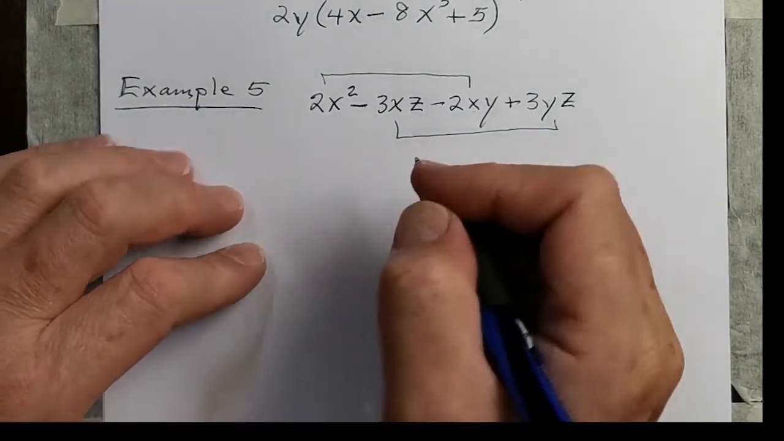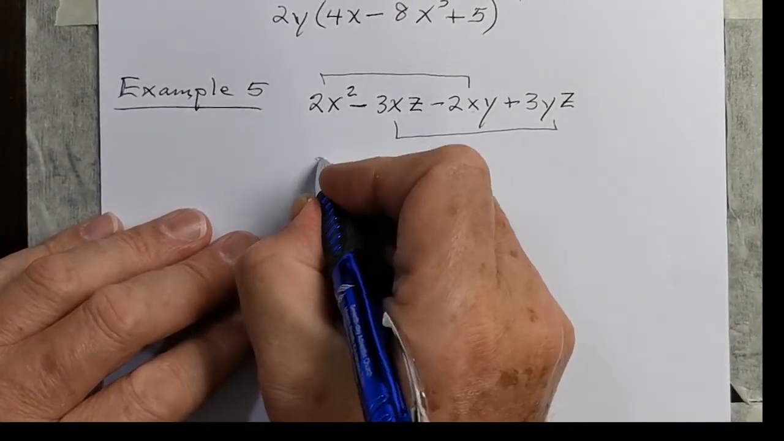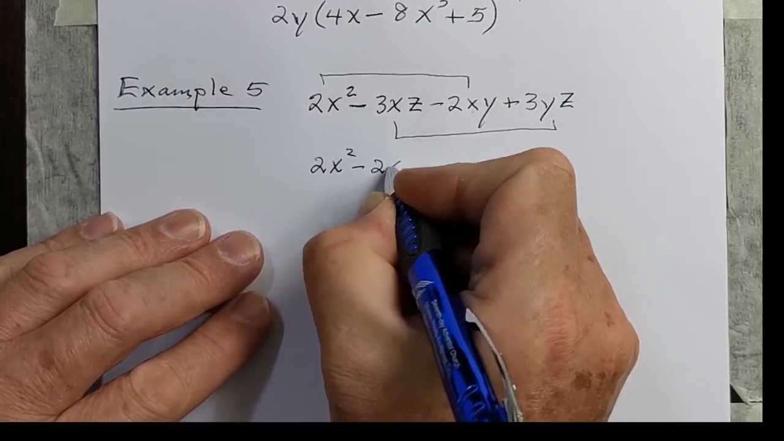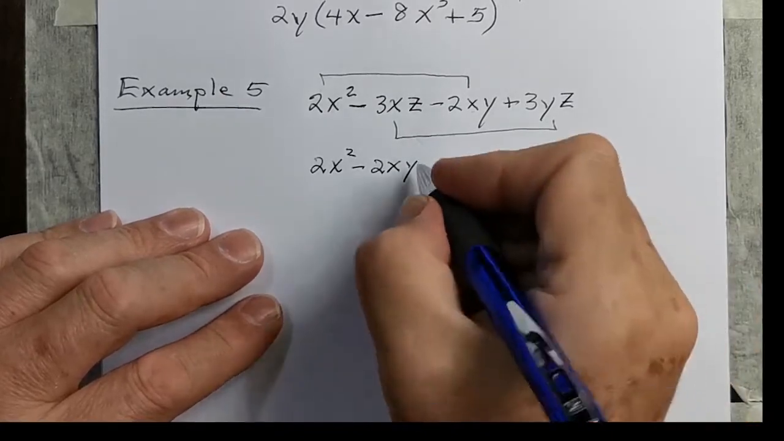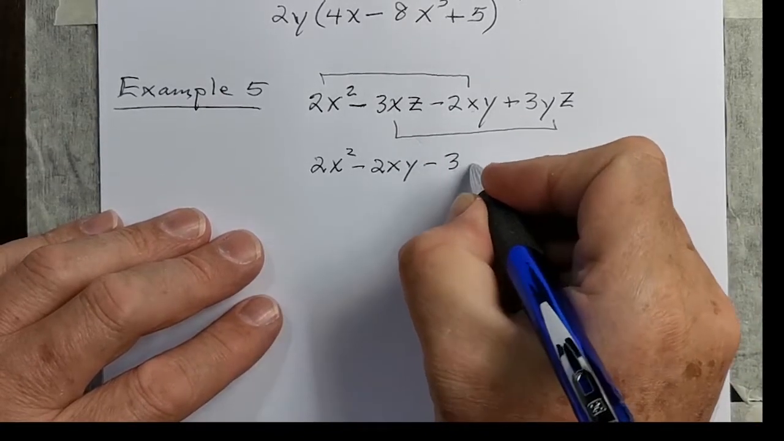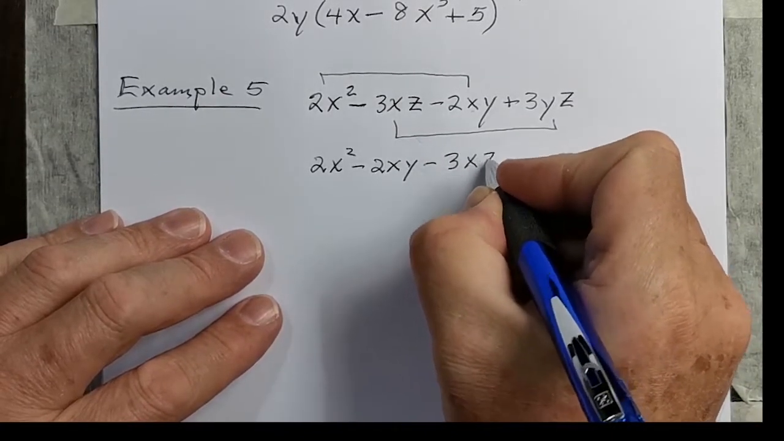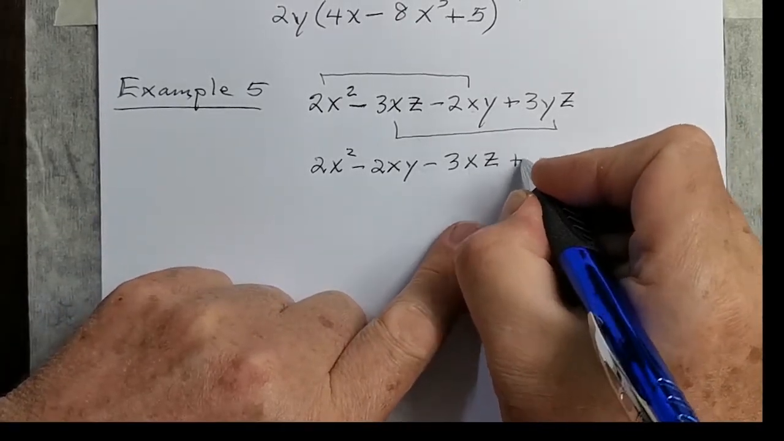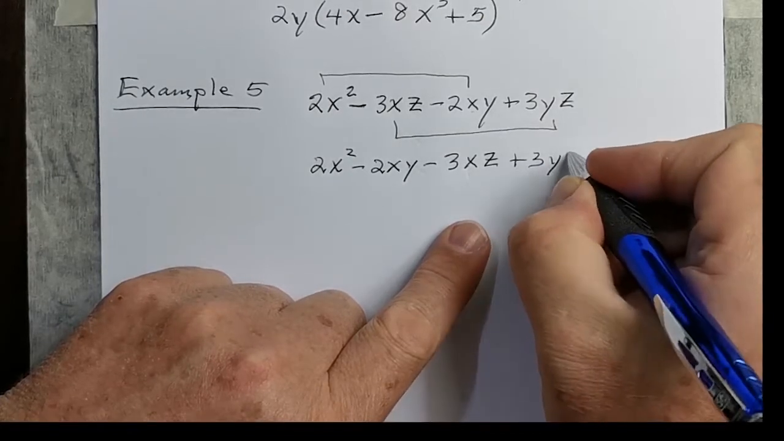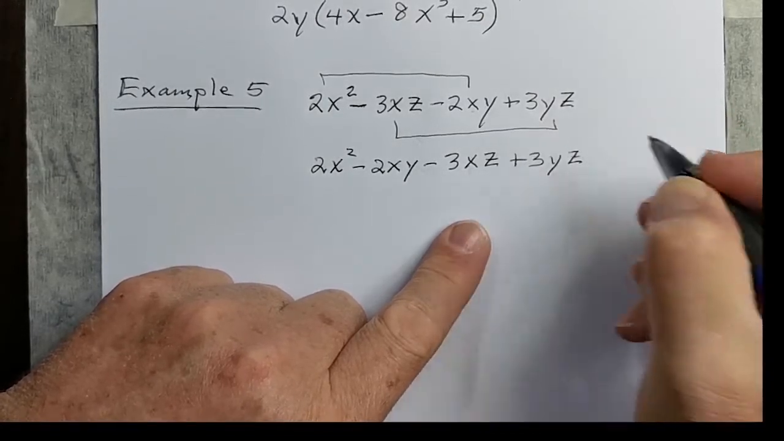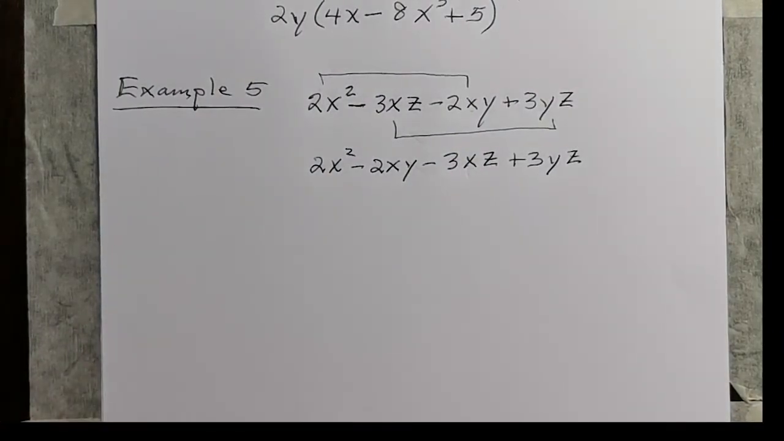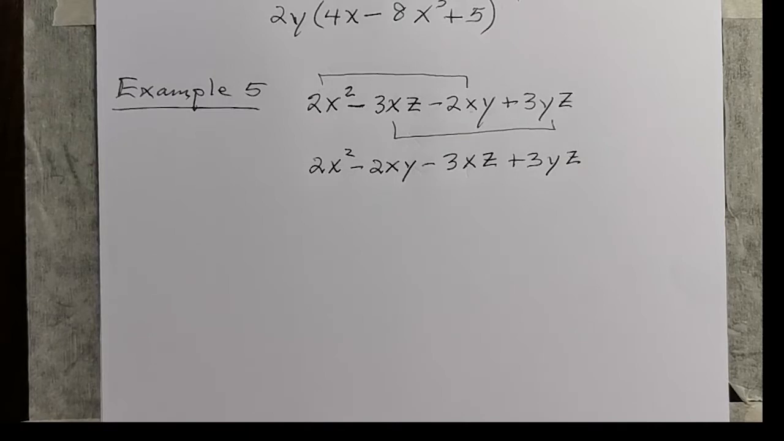So I'm going to rewrite this in that order. So it's going to be 2x squared minus 2xy minus 3xz, okay, plus 3yz. Now notice here that these are exactly the same. I haven't changed anything except for the order. Other than that, it's exactly what it was.